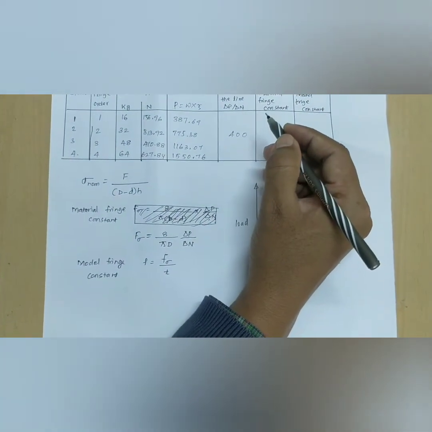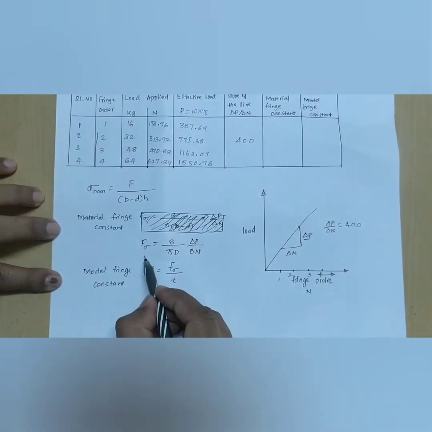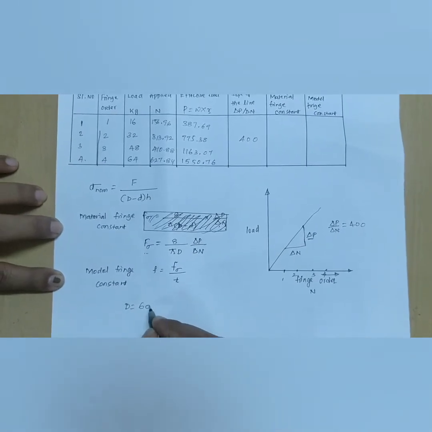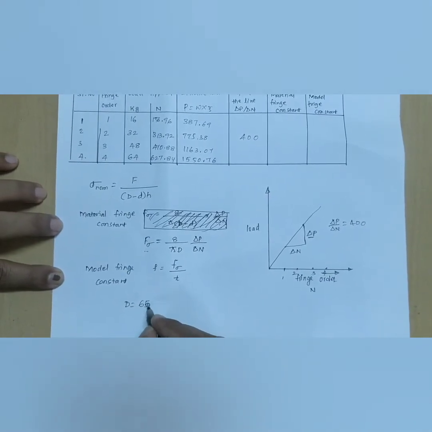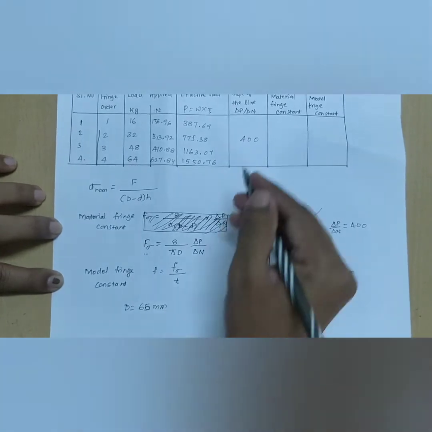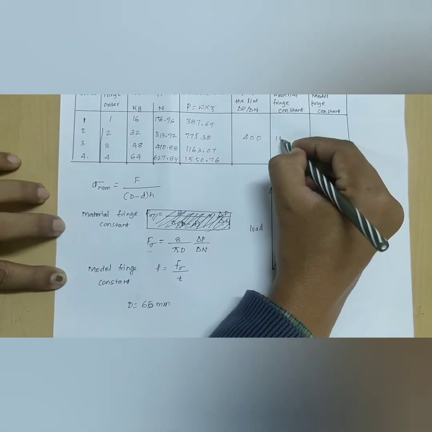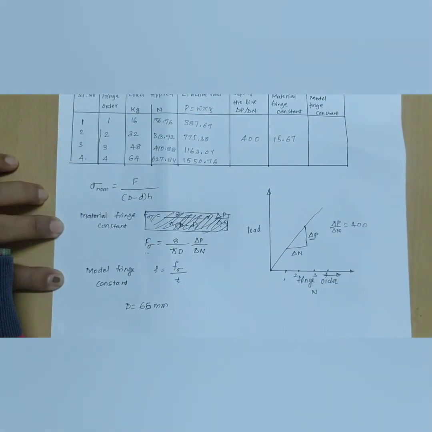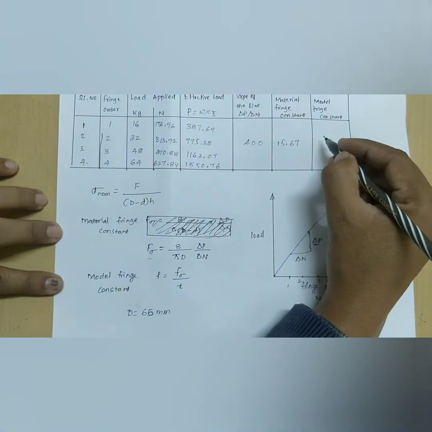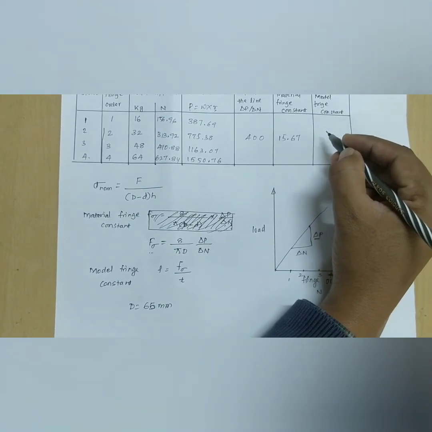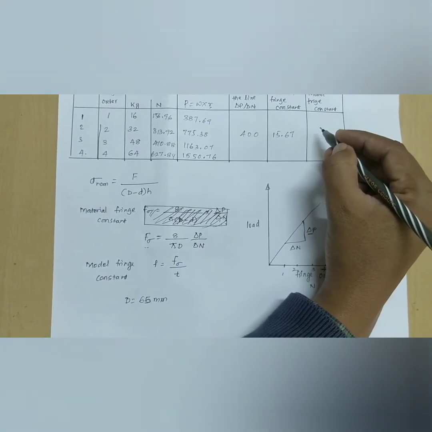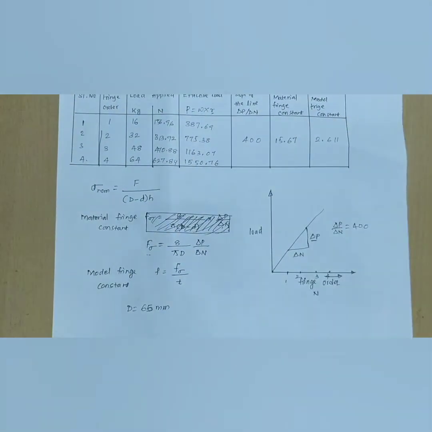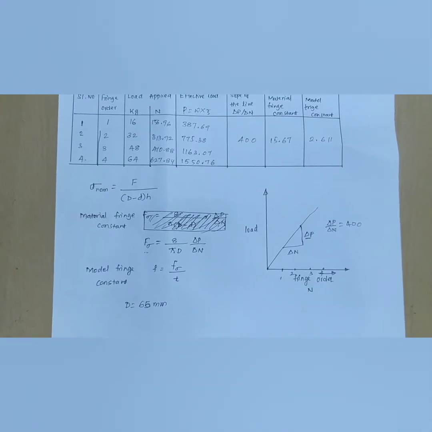And the material fringe constant, we'll find out using this. Here the diameter of the specimen we have considered is 65 mm. For that diameter, the material fringe constant obtained was 15.67 Newton mm per fringe, and the model fringe constant for this particular case was around 2.611. Okay, thank you.